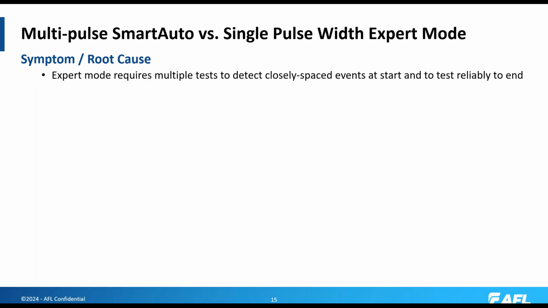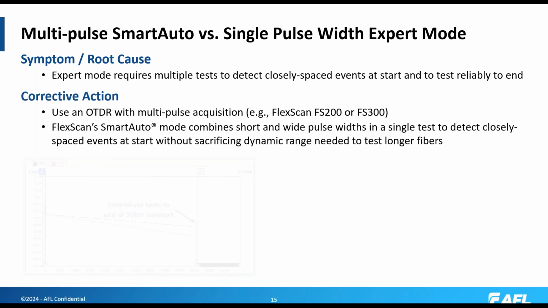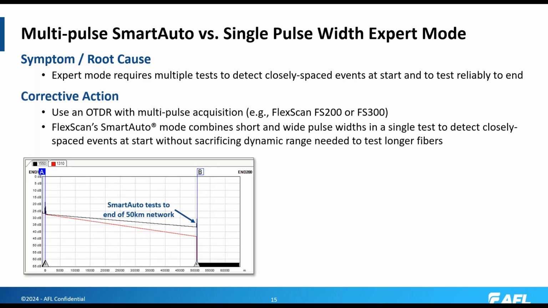So if you're limited to an expert mode that supports only one pulse width per test, then you may need to run multiple tests in order to detect the closely spaced events at the start, but still be able to test reliably to the end of those longer networks or through high loss splitters. In this case, use an OTDR that supports multi-pulse acquisition.